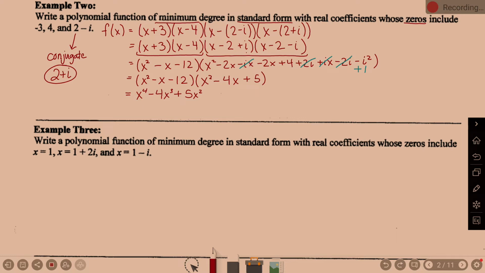Now I'm taking that negative x in the first parenthesis and multiplying it by everything. So negative x times x squared, negative x cubed. Negative x times negative 4x, plus 4x squared. Negative x times 5, minus 5x. And then the negative 12 times everything in that second parenthesis. So negative 12 times x squared, negative 12x squared. Negative 12 times negative 4x, plus 48x. And negative 12 times 5, minus 60.